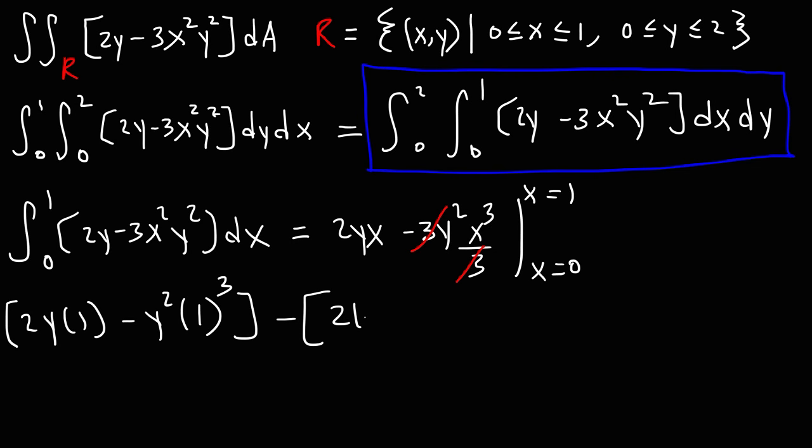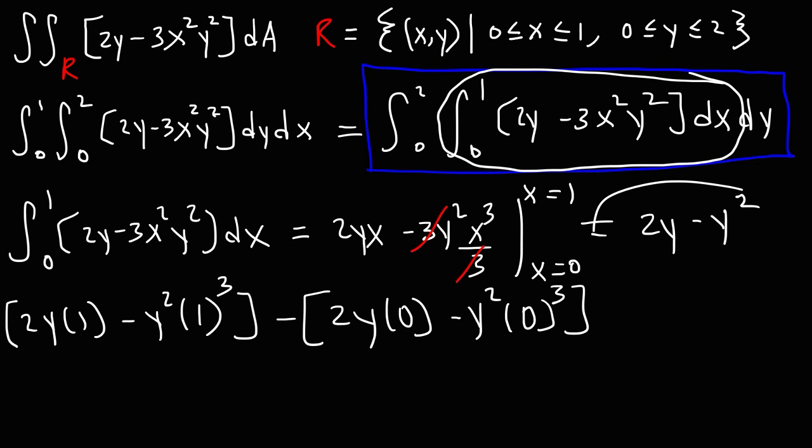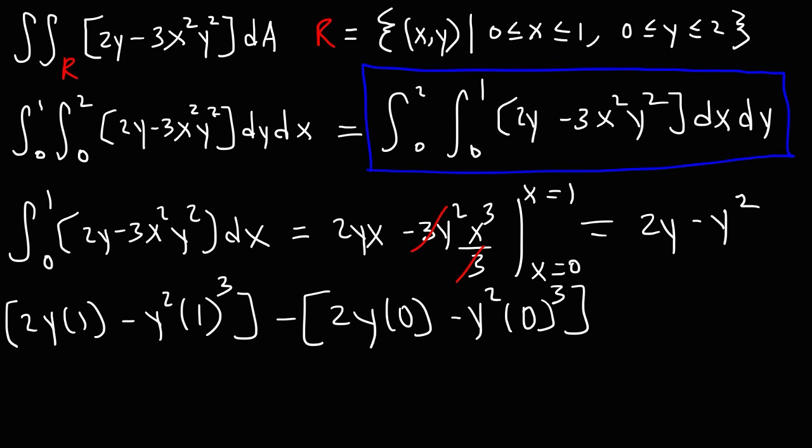So it's going to be 2y times 0 minus y squared times 0 to the third. So all of this ends up being 2y minus y squared. So we can replace this portion with 2y minus y squared, thus giving us the expression, the integral from 0 to 2 of 2y minus y squared dy.